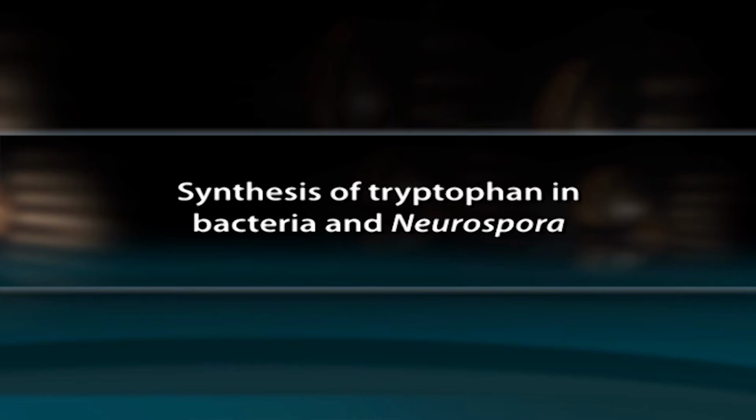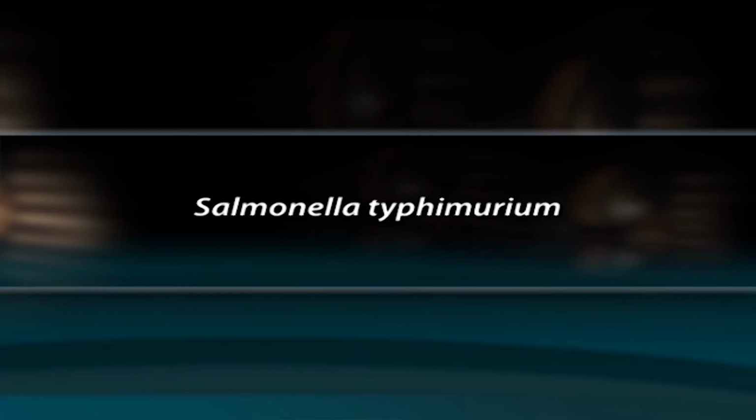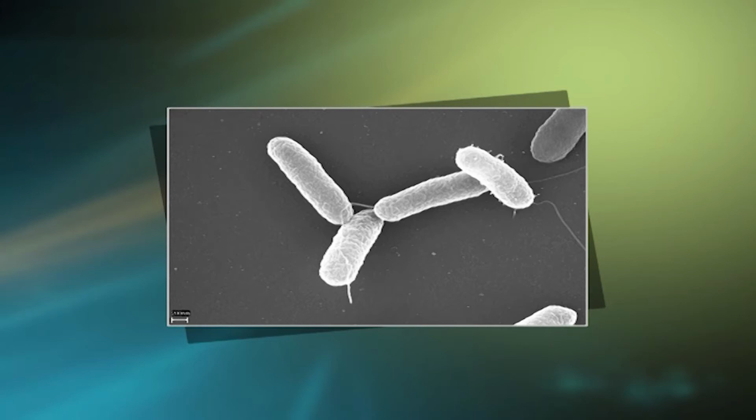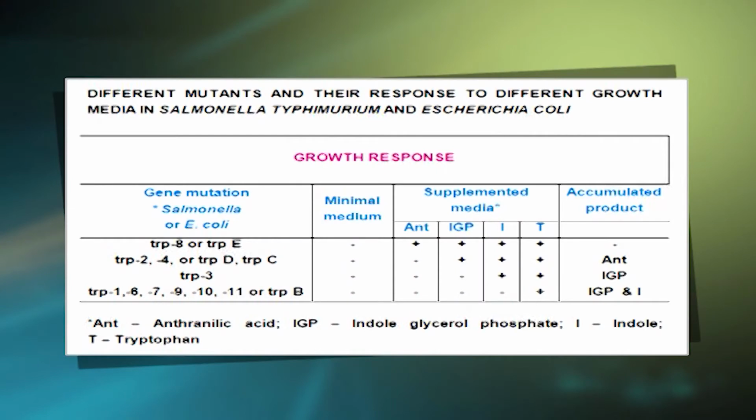Let us see about synthesis of tryptophan in bacteria and Neurospora. Salmonella typhimurium. In Salmonella typhimurium, 4 kinds of mutants for tryptophan synthesis could be isolated. These mutations are listed in the table and include the following. 1. Tryptophan 8 does not have the ability to synthesize anthranilic acid, but the growth can be restored by addition of either of the following compounds: anthranilic acid, indole glycerol phosphate, indole or tryptophan.